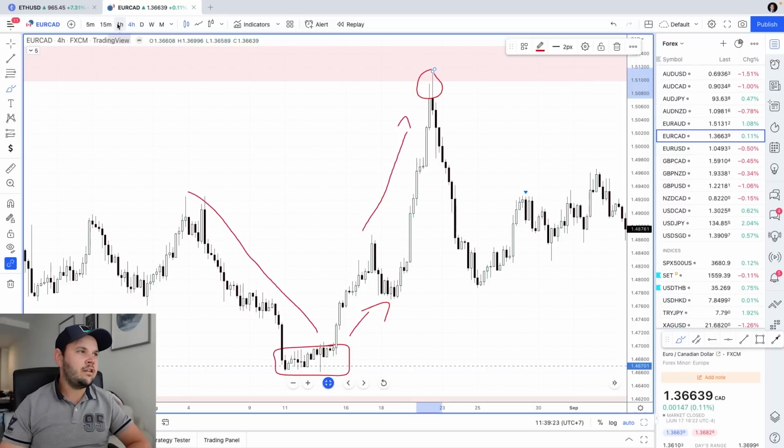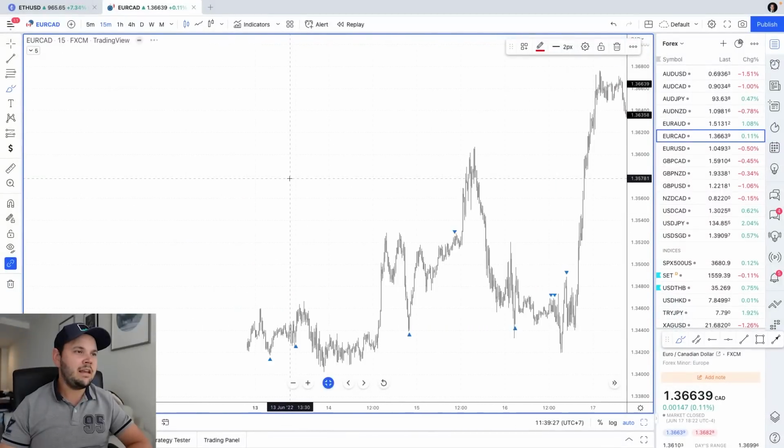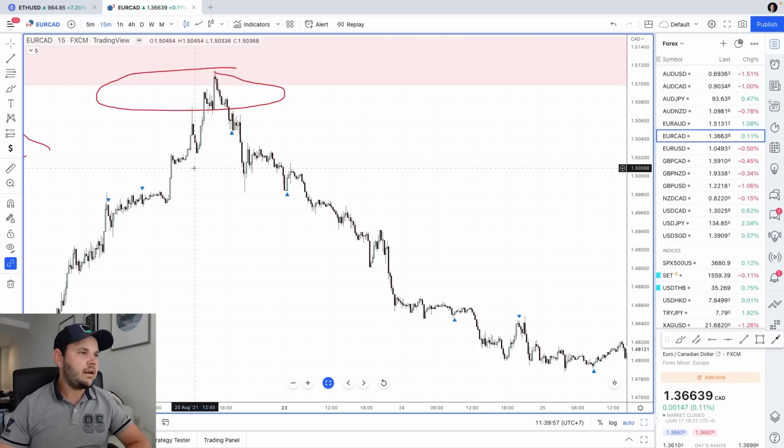If we were to bring this on a 1 hour chart, or a 15-minute chart, you'll see what I mean by a consolidation here. See how the price here went up and then paused a little bit, made this high, then came back down, and we have a small consolidation here, which is a good sign of a reversal.